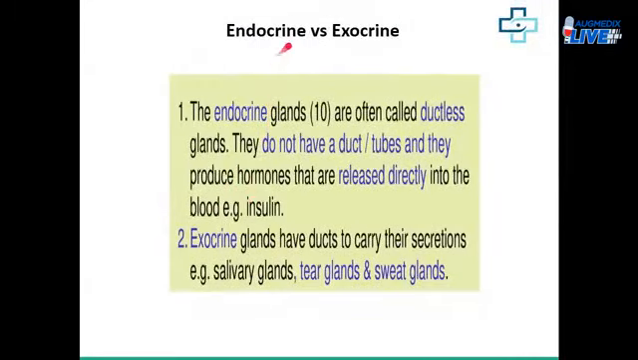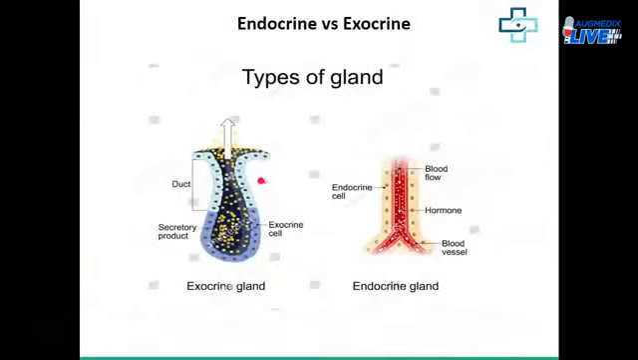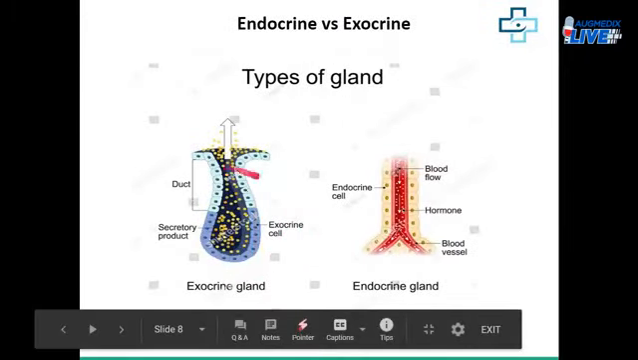Next is endocrine versus exocrine. Now, endo means inside, exo means outside. So, what is the difference between endocrine and exocrine gland? Let's have a look at the image at first. So, this is the exocrine gland. This is an endocrine gland.